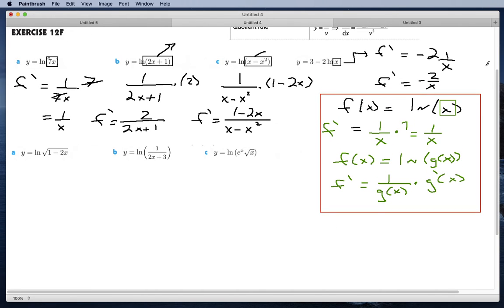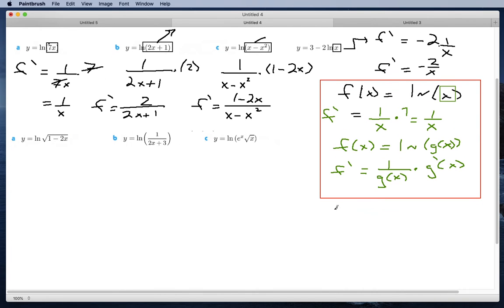Now below, we have some more advanced ones, and these require you to use ln rules such as, if I have ln of a times b, I can write it as ln of a plus ln of b. So that's one log rule. Our second ln rule is a over b, and we have that on our formula booklet, which is ln a minus ln of b.